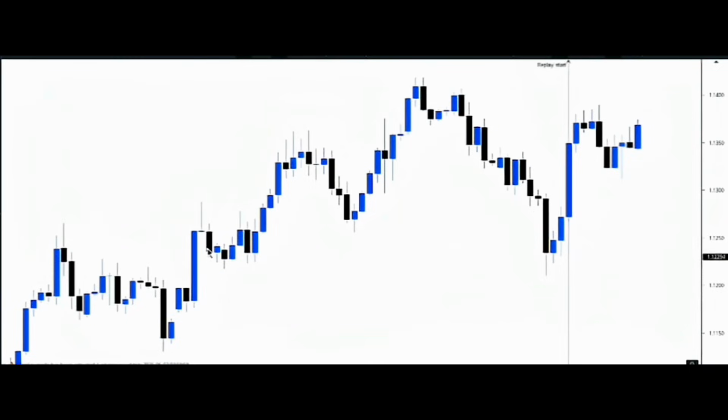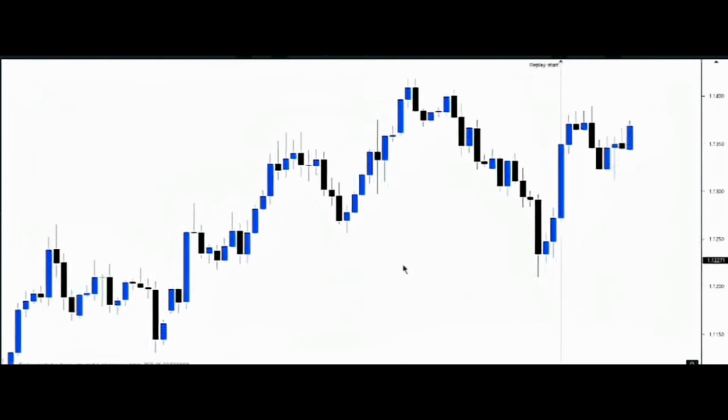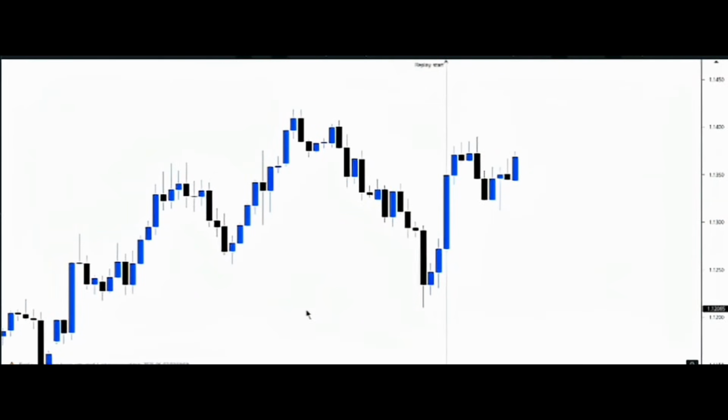Because price is creating a higher low, higher high, higher low, higher high in that progression, we are clearly bullish. So we want to take trades going long. That is the structure. But I said to you that you don't need this structure.